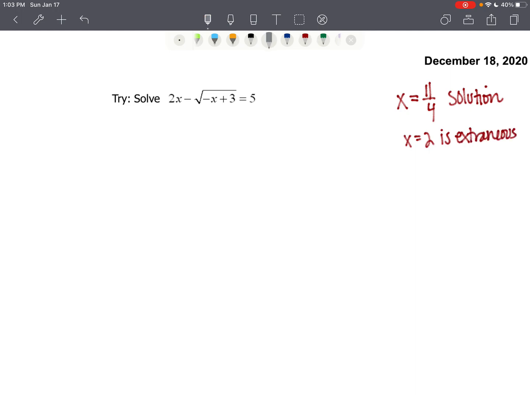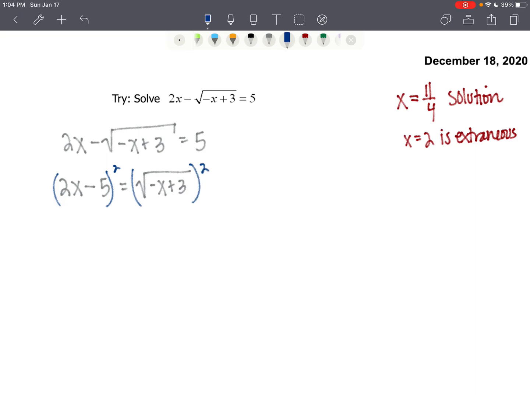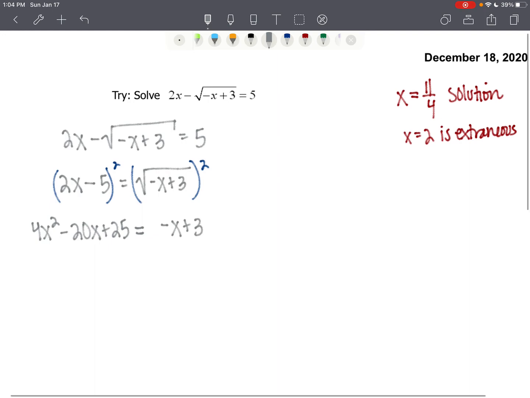Okay, so if you need to check your work, I'm going to rewrite the problem so I can see it in my handwriting. And then I'm going to subtract 5, and I'm going to add that entire radical over to the opposite side. And then I'm going to square both sides. Squaring a square root undoes the square root, so we have 4x squared minus 20x plus 25, and then negative x plus 3. We're just left with the radicand.